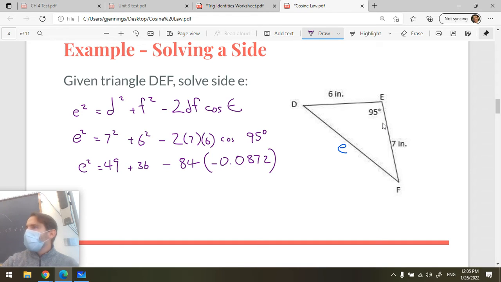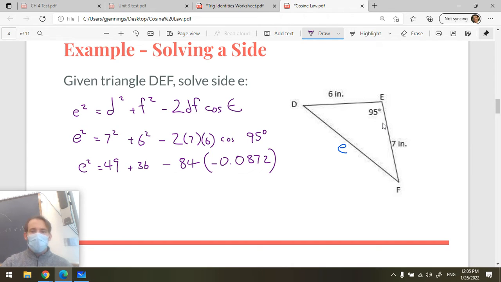Another common student mistake, but not as common as the ones I've been going over, is multiplying this 95 by stuff that's out there. No, don't do that. Evaluate cosine of that angle. This is an angle. These are side lengths. We don't multiply angles and side lengths. Cosine gives you a ratio of side lengths. That's what's useful. Now, let's keep going.